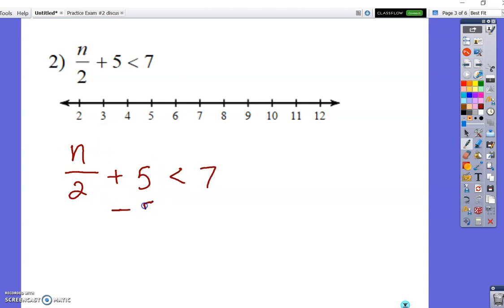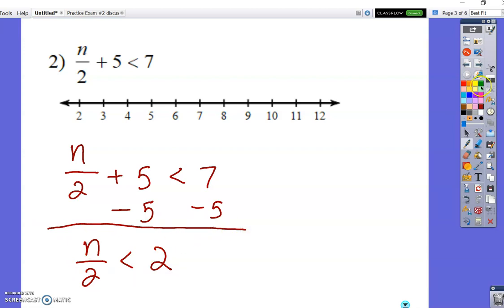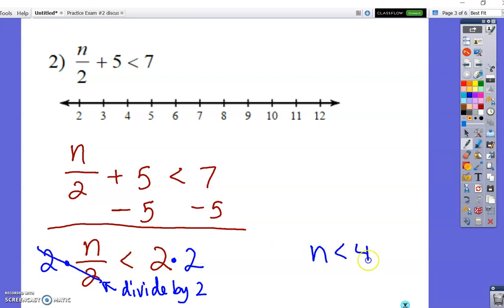First thing I'm going to do is subtract the 5 from the 7, and I'll get n over 2 is less than 2. And so the next question is, what does the fraction mean? This fraction means divide by 2, or a number divided by 2. So to undo that division, I'm going to multiply both sides by 2. They'll cross off over here, and I'll be left with n is less than 4.